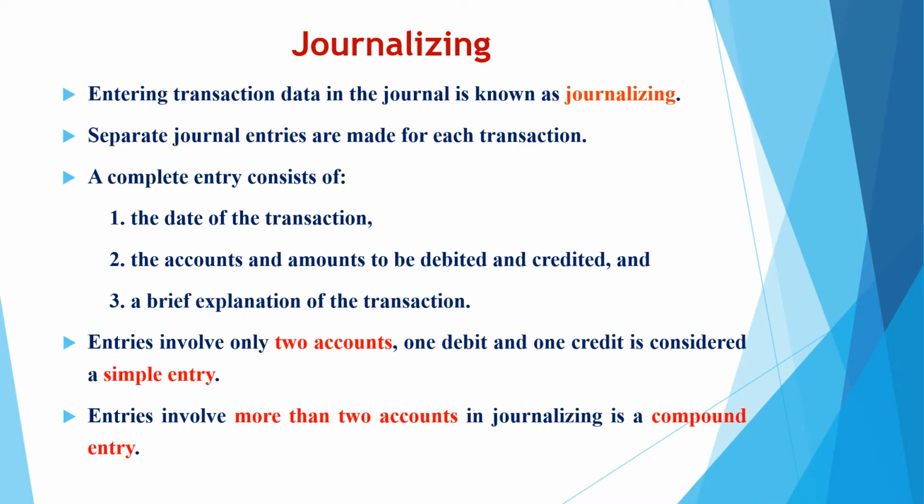Journalizing is recording the transactions in the journal. A separate journal entry should be made for each transaction, and each entry includes the same information previously explained in the previous slide: the date of the transaction, the title of the accounts, the amounts in the debit and credit columns, and a brief explanation of the transaction. So each individual record for each transaction is called a journal entry.